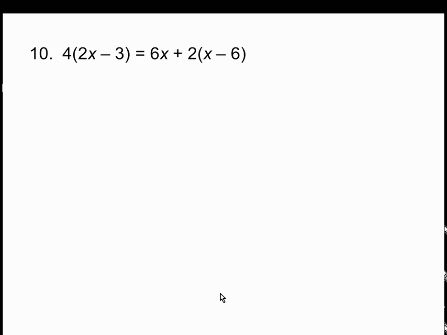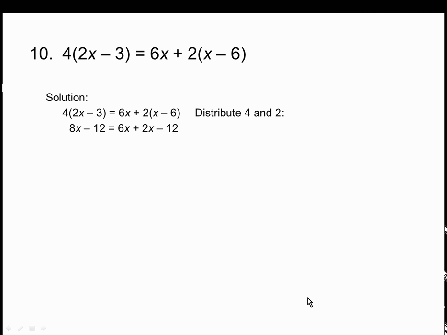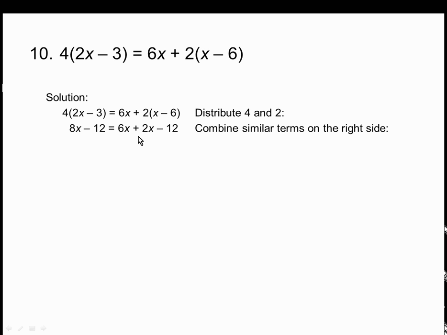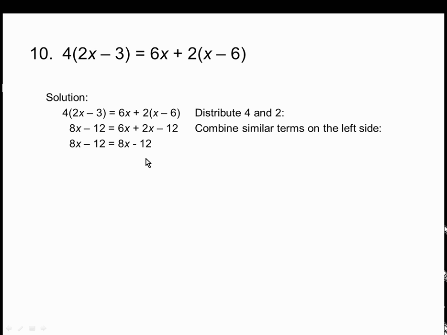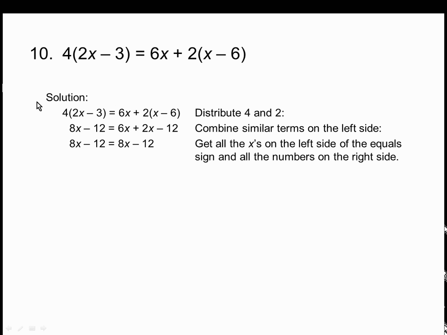Number 10. I have 4 times 2x minus 3 equals 6x plus 2 times x minus 6. Again, I got to distribute the 4 and distribute the 2. So I have 8x minus 12 equals 6x plus 2x minus 12. I have to combine the 6x and the 2x. So that'll give me 8x. Well, 8x minus 12 equals 8x minus 12. Now I'm going to move x's to the left, numbers to the right. So subtract 8x, add 12.